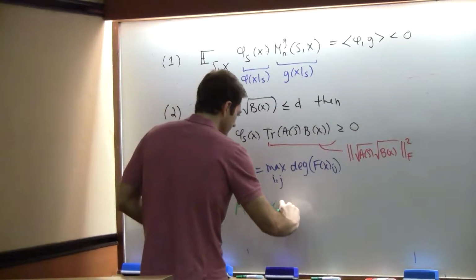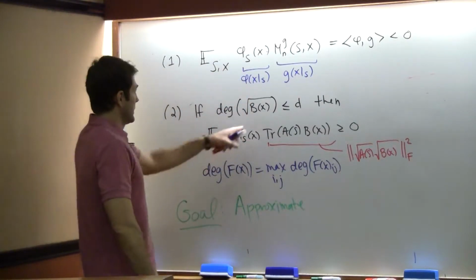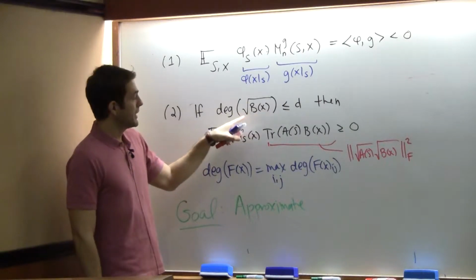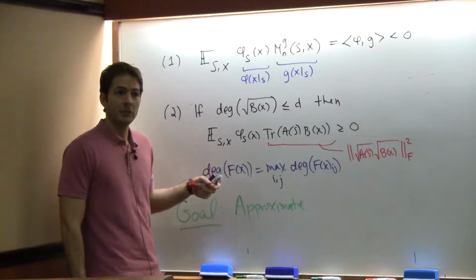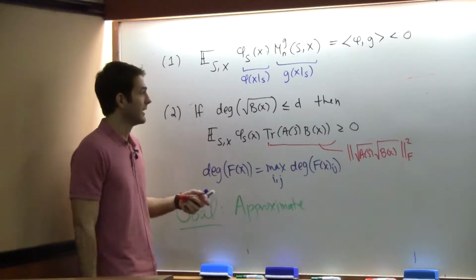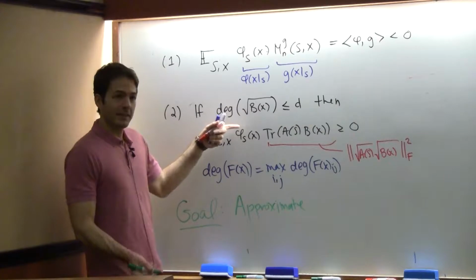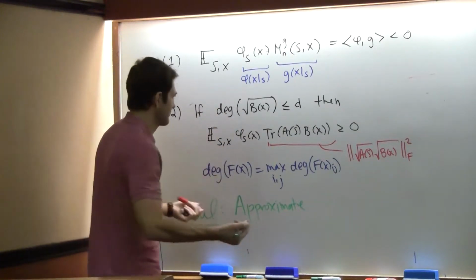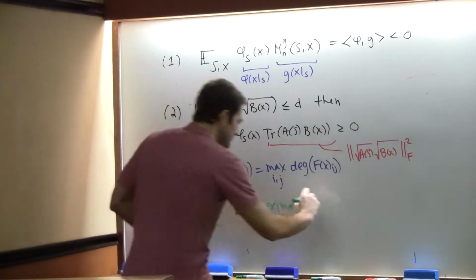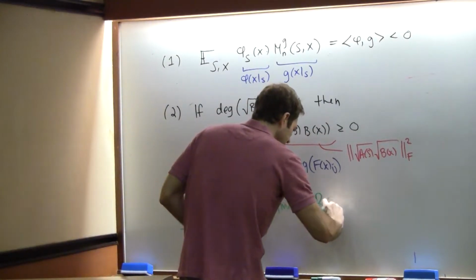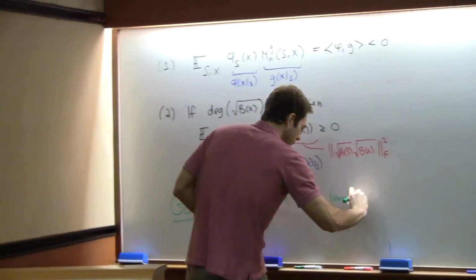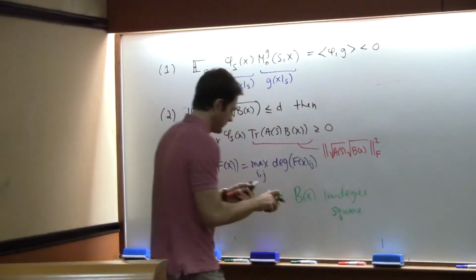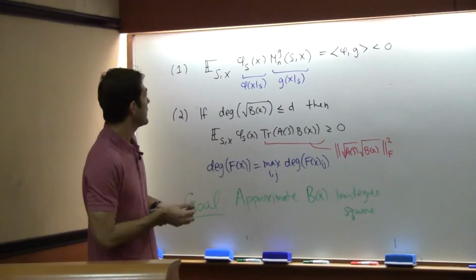By the way, if this is confusing: if you take the matrix square root and you look at the entries and you ask for it to be a low degree polynomial, that's not something which is intuitive, like what that means. So we want to approximate b of x by a low degree square.